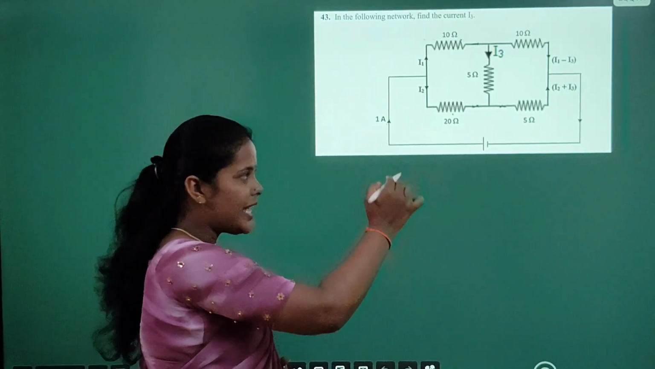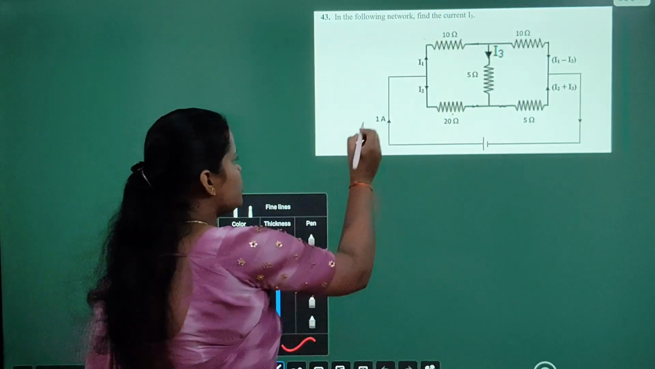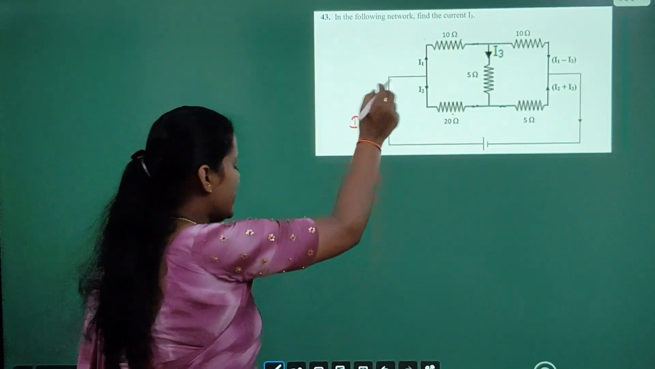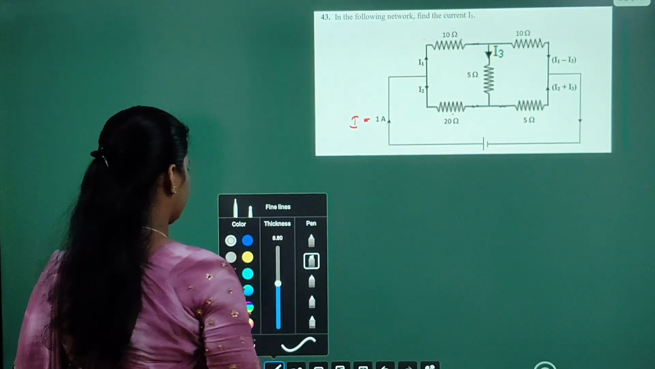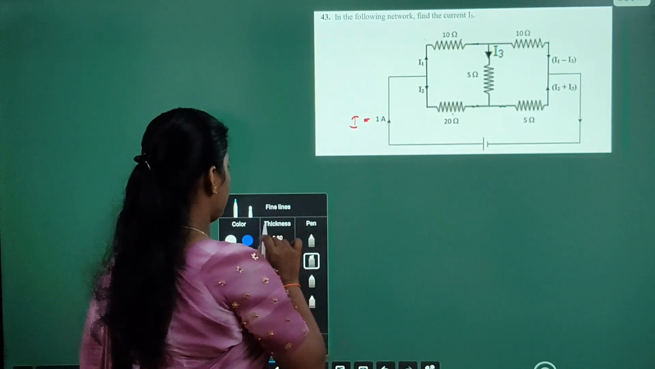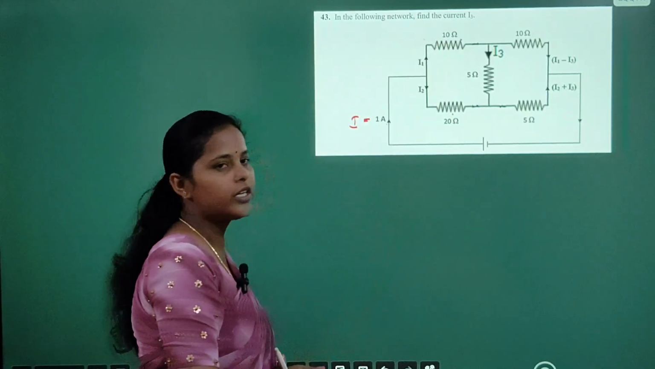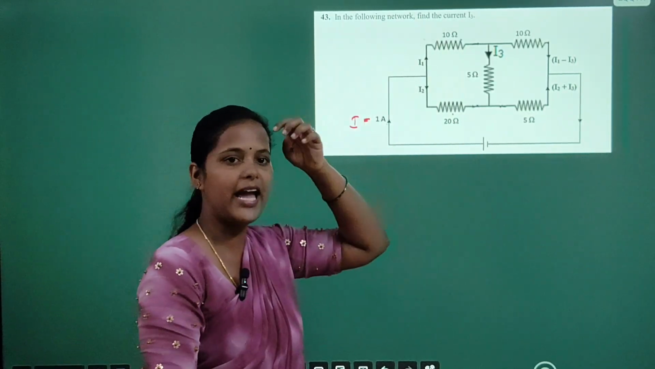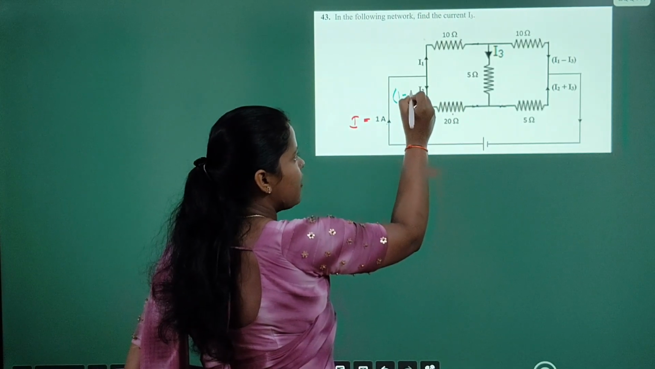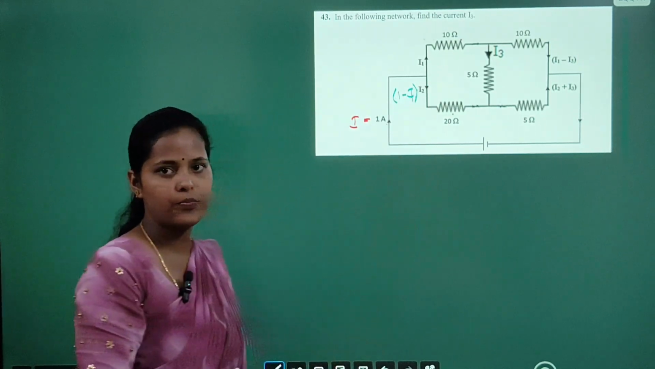1 ampere of current is entering the junction. So this 1 ampere current is nothing but I. Yes, here this current is splitting into two currents. One is the I1 current and the other one is the I2 current. Here this I2 current we can write as 1 minus I1. So this 1 minus I1 is equal to I2.